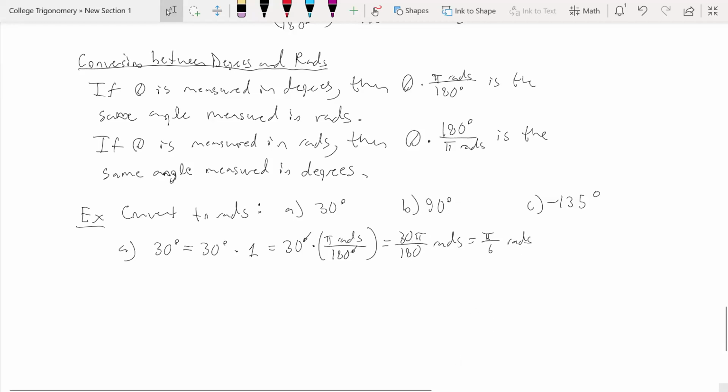Any questions on that? All right, so now we'll do part B. We have a 90-degree angle, so that's going to be 90 degrees times 1, but I'm multiplying by 1 in a funny way: multiplying by pi rads, dividing by 180 degrees. My degrees cancel off, which is good. 90 over 180 is 1/2, so this will just be pi over 2 rads.